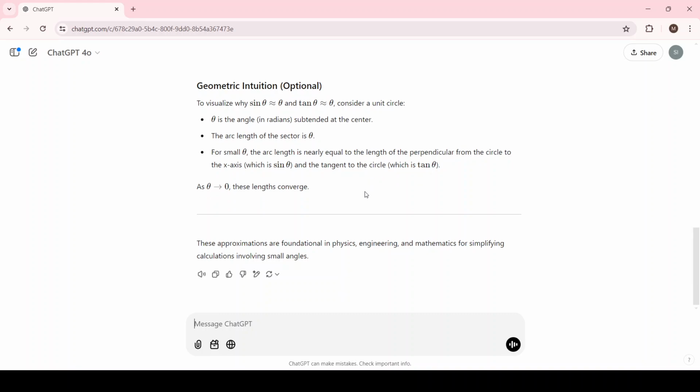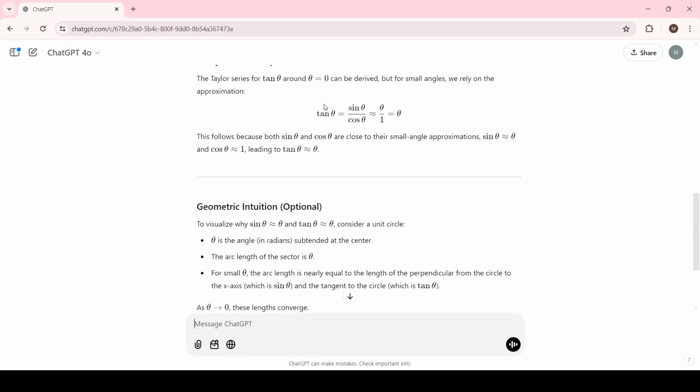"These approximations are found in physics, engineering, and mathematics, and calculations involving small angles." That is correct. "As theta tends to 0, these lengths converge." Yeah, I agree with that. "So I think geometric intuition optional." Yeah, it is optional. Everything's optional.